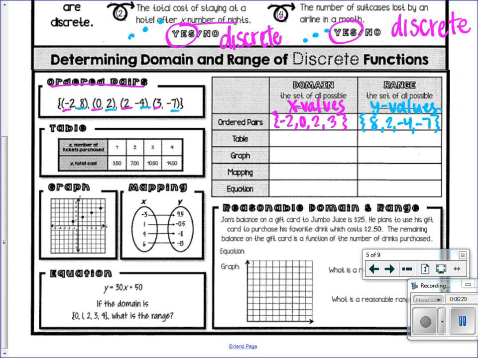Same thing with a table. If there's a table and it doesn't tell you that the table is a sample of something, or if it just says these are the only numbers we have, then it's discrete. Our x values are our domain. Y values are our range.